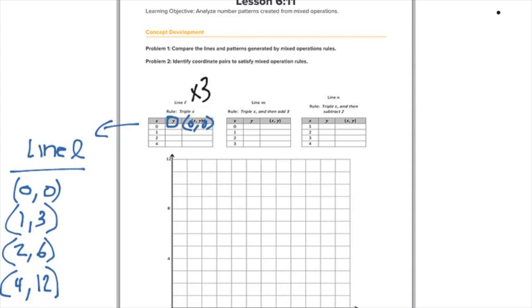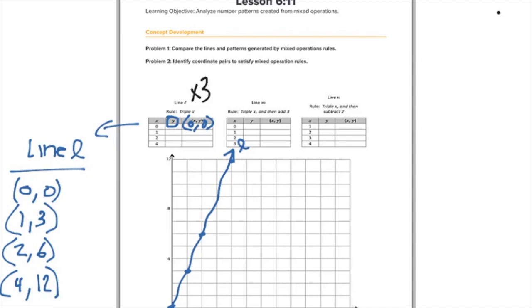Let's go ahead and plot those now. Pause the video, plot, and then see if yours looks like mine. Okay, you should have plotted L and label it L. That's as straight of a line as I can get with this iPad pen here. But get as straight of a line as you can, crossing through all of your points.